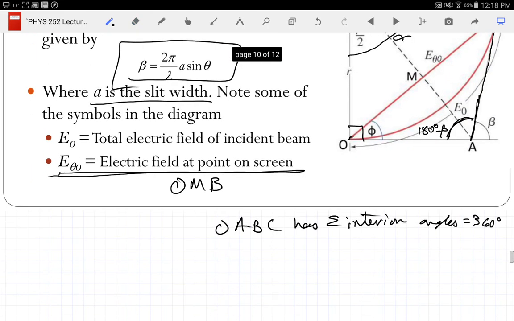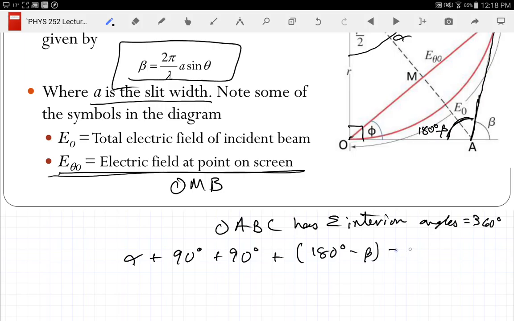So using this rule about the sum of the interior angles, I'm going to have alpha plus 90 degrees plus 90 degrees plus 180 degrees minus beta equals 360 degrees. Right? This is not stretching anyone's math skills. What's the first thing you would do? Change alpha back to beta. That would be a bad move.